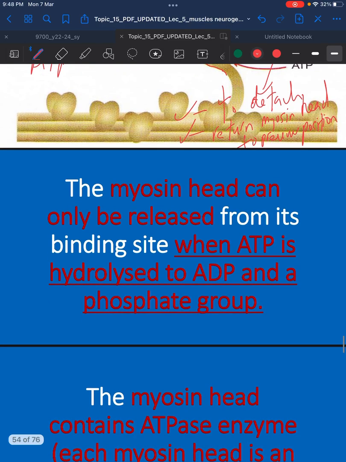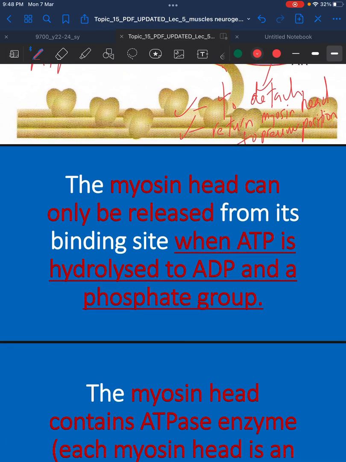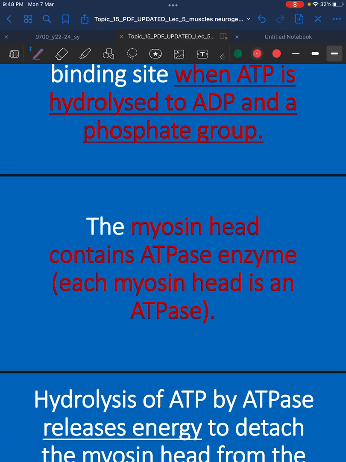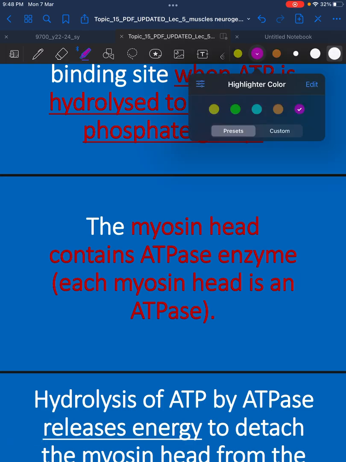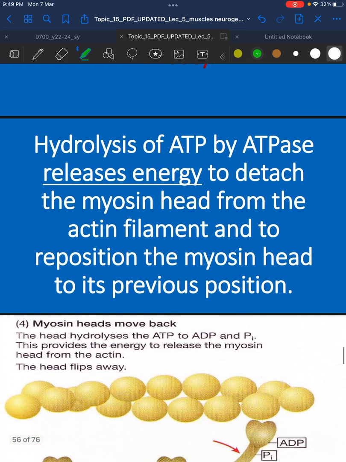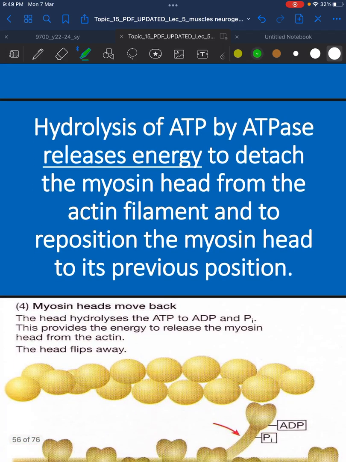So if we have a look here, the myosin head can only be released from its binding site when ATP is hydrolyzed to ADP and a phosphate group. The myosin head contains the ATPase enzyme. In fact, your textbook mentions that the myosin head is an ATPase. But to put it in simple words, let's just say that the myosin head contains the ATPase enzyme. So hydrolysis of ATP by ATPase releases energy. So remember, release.